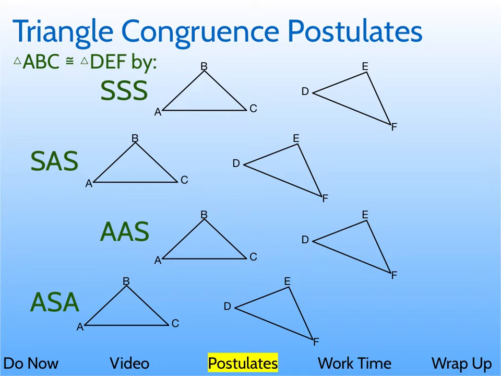So here we're just going to review the triangle congruence postulates. The first one is side, side, side, and that's where all three sides are congruent to each other. Like AB is congruent to DE, BC is congruent to EF, and AC is congruent to DF. That's enough to prove that these two triangles are congruent.